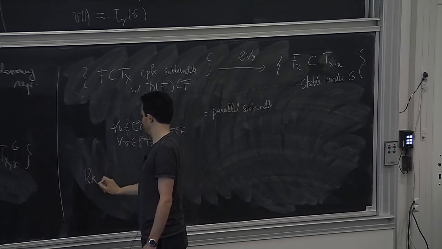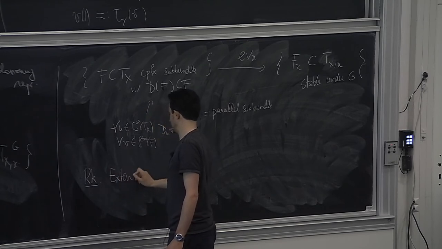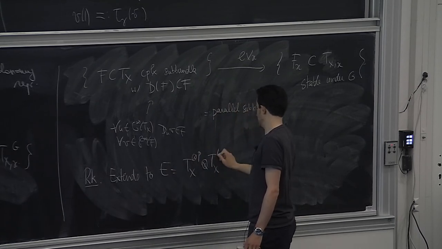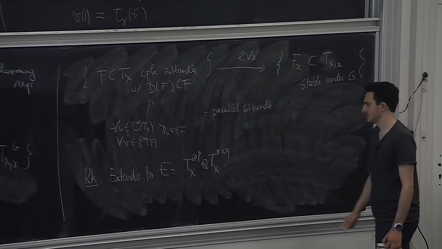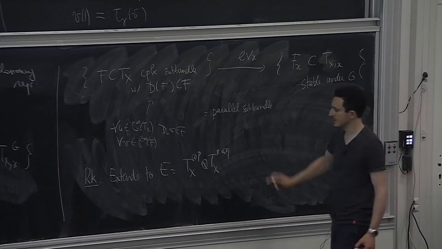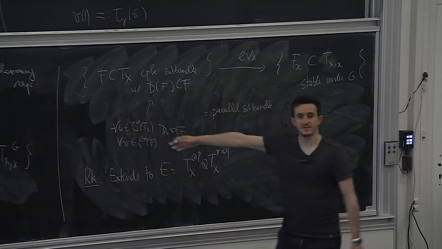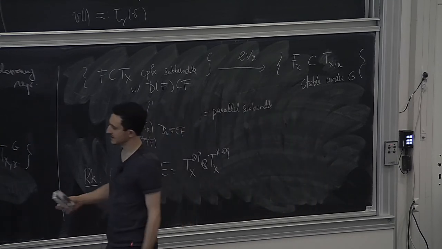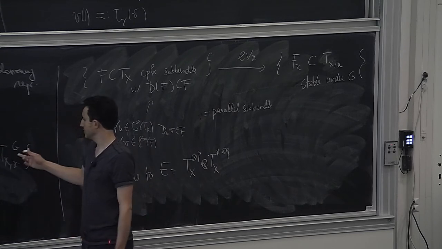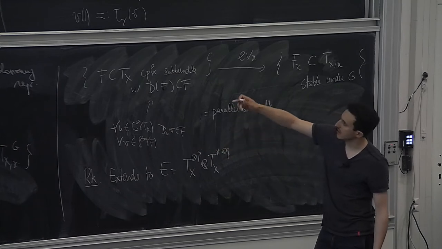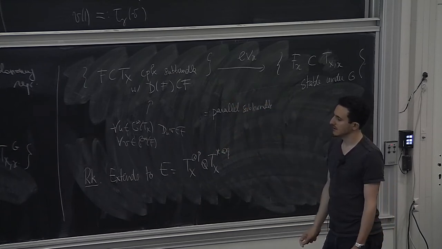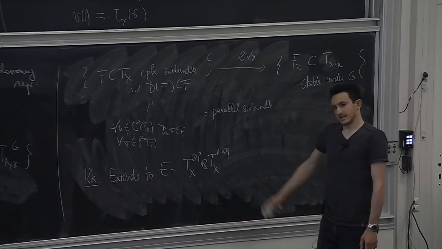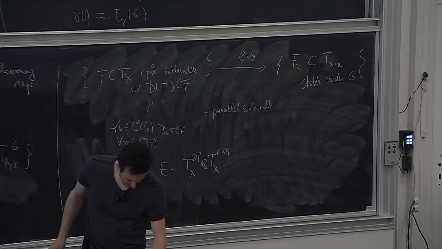And a simple remark is that it extends to any tensor bundle of the form Tx tensor P, Tx star tensor Q, with integers P and Q, any. If you replace Tx by E, you have the same thing. The connection D, as I was saying, extends to a connection on E by just the tensor connection. And then the holonomy representation is a representation on Cn, and you can consider its tensor powers. So you get a tensor power representation acting on that bundle.